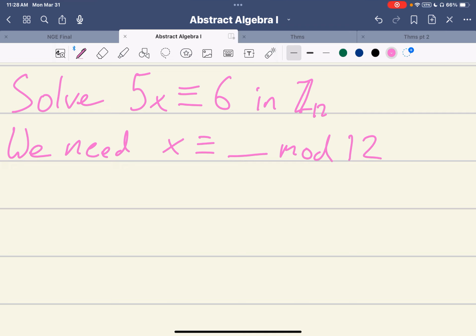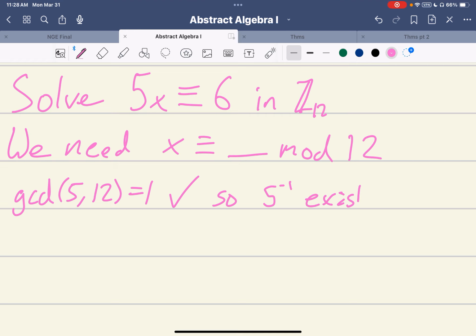So first we need to check, does 5 inverse exist? Because it may not. And the way we check that is if it's a unit and we find if the GCD of 5 and 12 equals 1. Does it? I don't know. Yes, it does. These two are relatively prime. GCD of 5 and 12 is 1. So 5 inverse exists. Now we need to find it.